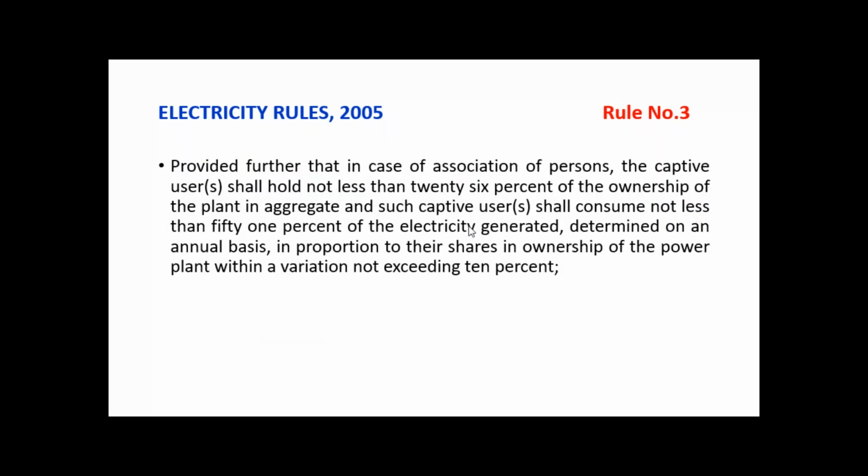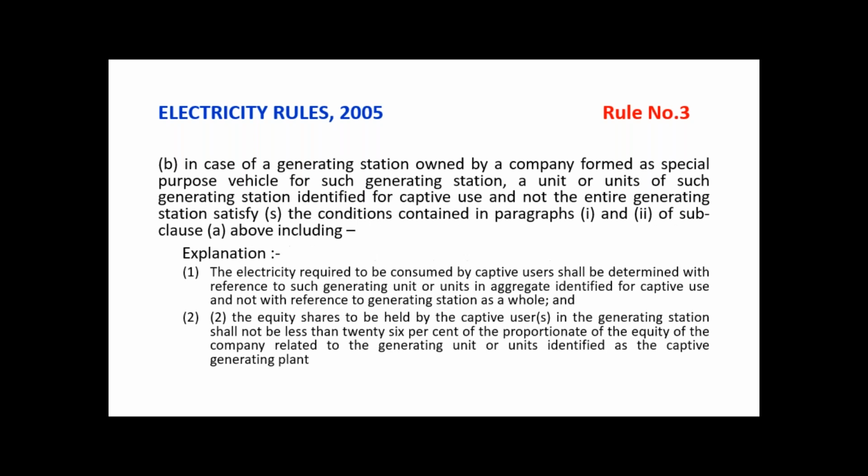Provided further that in case of an association of persons, the captive user shall hold not less than 26%. So that is the must criterion. Even though there is flexibility in the 51% captive use, if there is a cooperative society, then also there is a compulsory, mandatory condition that the 26% plus ownership should be with the captive users only.